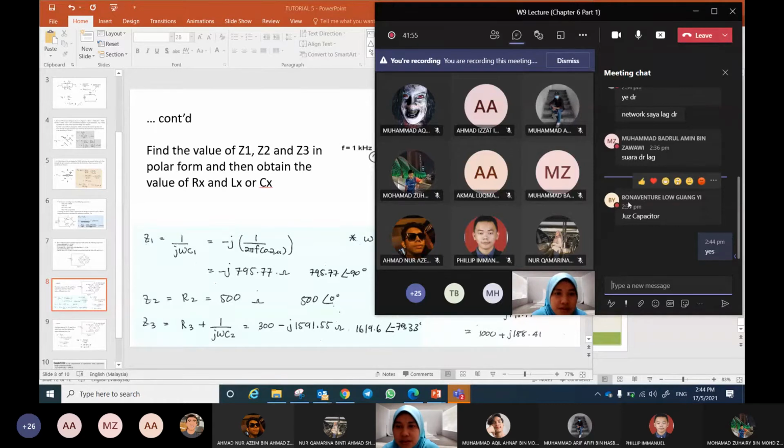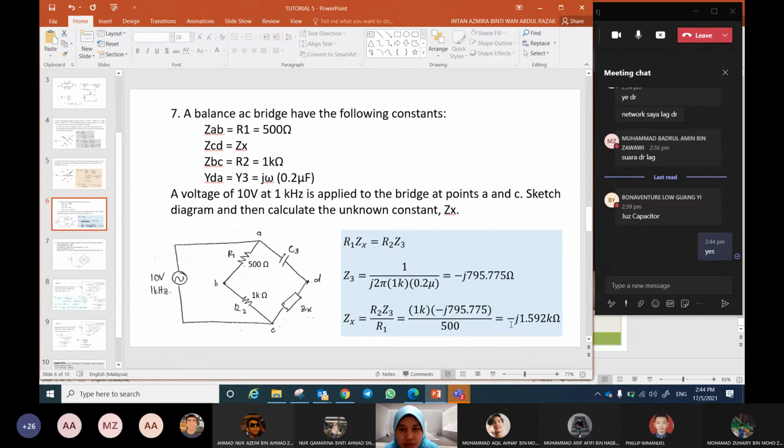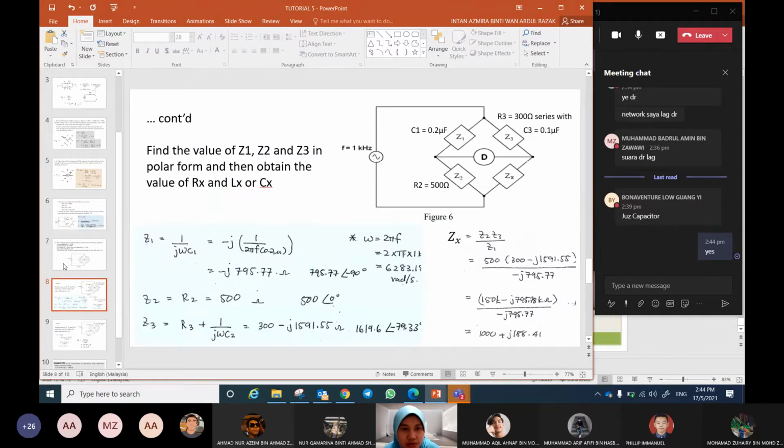Okay, earlier Buana had the answer, just capacitor, right? Where's the question? The previous question. So we have minus J, meaning that we have only capacitor. Now if you get the answer of Z1, until you get the polar form, please type yes.